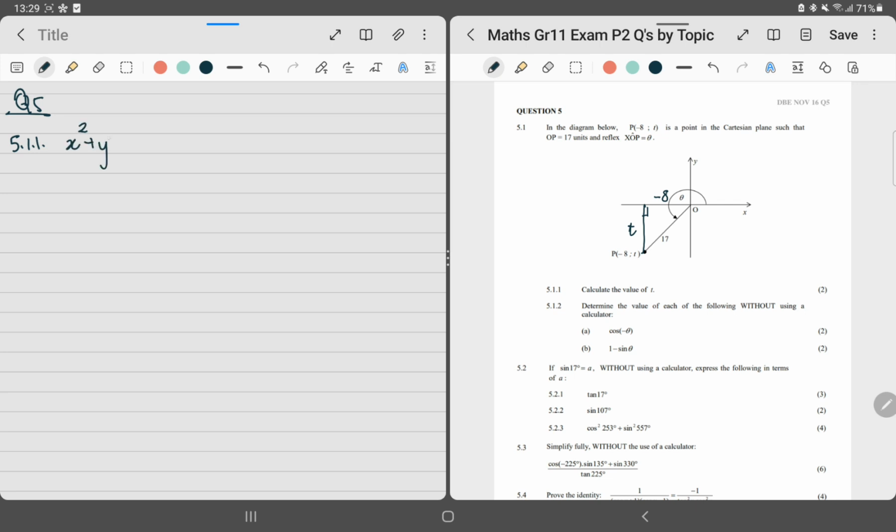x squared plus y squared is equal to r squared. Our x is negative 8 squared, our y is t squared, and that's 17 squared. So t should be equal to the square root of 17 squared minus negative 8 squared. So this is minus 15. It's minus 15 because the y value in the third quadrant is negative.